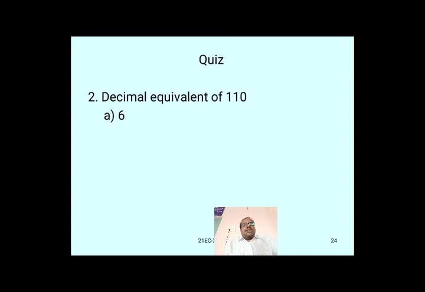Another question, decimal equivalent of 110. Please do it in your notebook. 110. See, for 0 the positional weight is units, 1. For 1 it is 10. For 1 it is hundreds. 10 power 0, 10 power 1, like that.